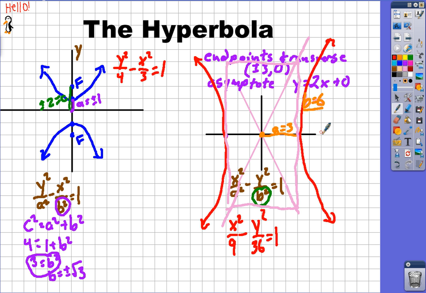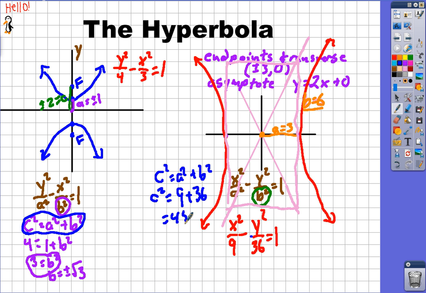Now, if we wanted to figure out where the foci are, we have to find the c value. So to find the c value, again, just like this equation over here, c squared equals a squared plus b squared, we could do that. c squared equals a squared, which is 9, plus b squared, which is 36. 9 plus 36 is 45. And so c equals plus or minus the square root of 45.